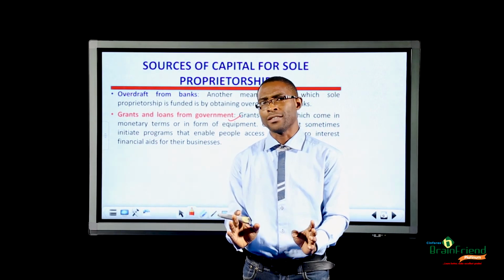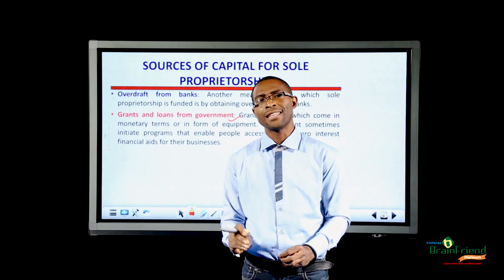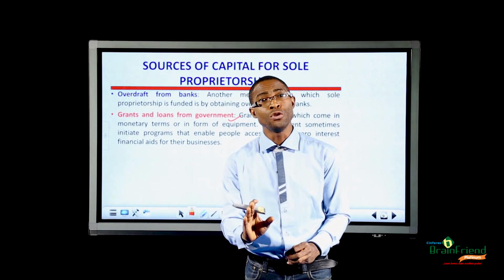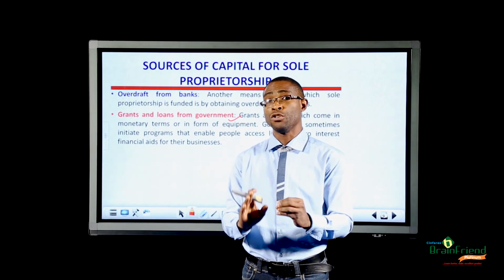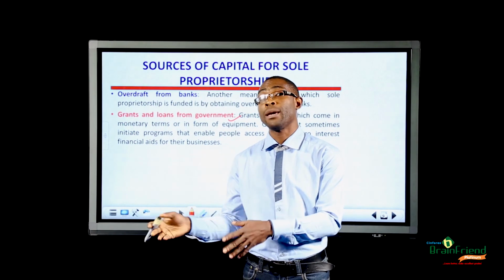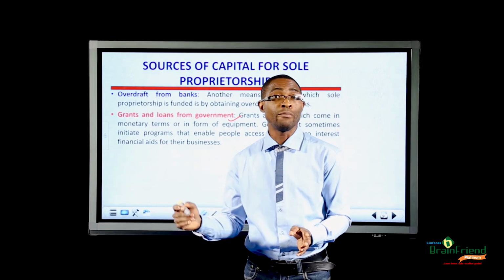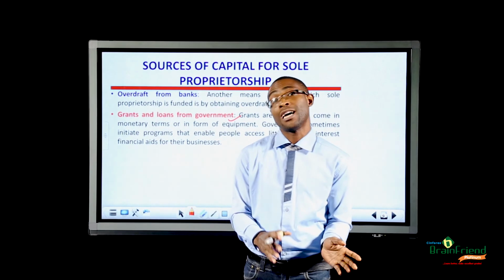So they are giving you a grant, you're not paying it back. But when it is a loan, it means that the government is helping you establish your business by giving you a certain amount of money, which you will have to pay back at an agreed time. So this is the government giving you a loan of 100,000 naira.